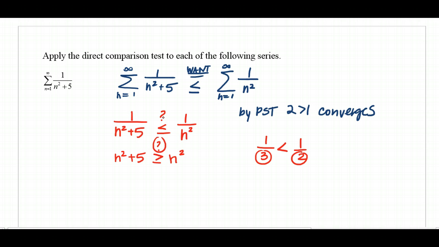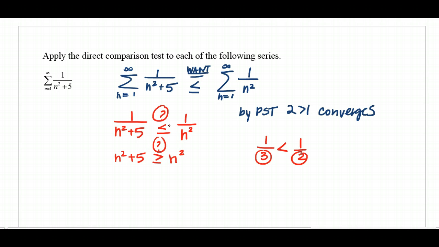So again, we're still questioning this. We want to know whether or not this is true. But in comparing these two now, so if I plug in different values of n, this on the left side, n squared plus 5, is always going to be 5 greater than n squared. So in other words, n squared plus 5 is definitely greater than or equal to n squared. So if the denominator n squared plus 5 is bigger than n squared, then this fraction 1 over n squared plus 5 is definitely less than or equal to 1 over n squared.